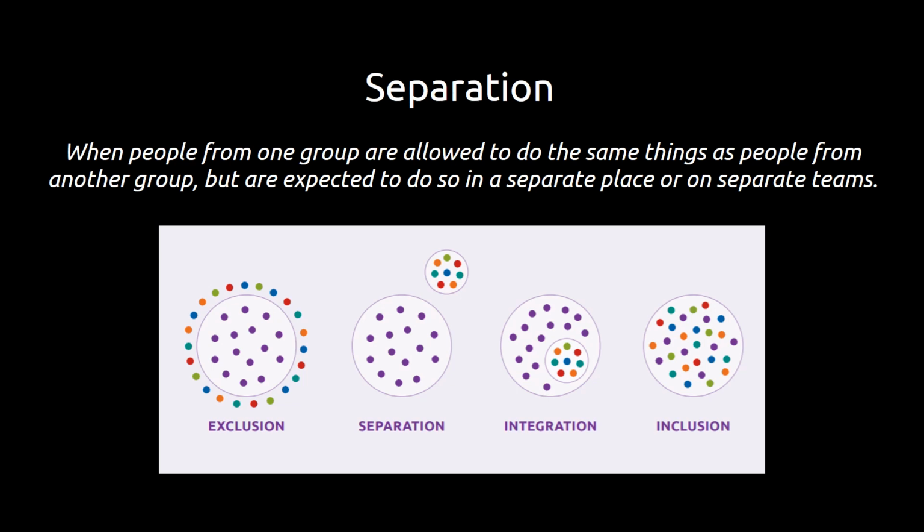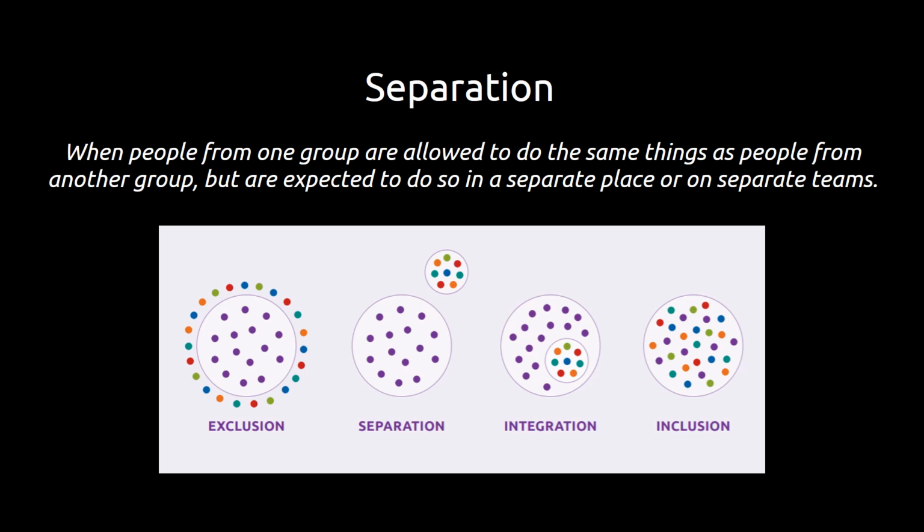Separation is when people from one group are allowed to do the same things as people from another group, but are expected to do so in a separate place or on separate teams. Take a look at the image below. You'll notice that for separation, all the purple dots are in one circle and all the colorful dots are in a separate circle. Can you think of an example of separation?